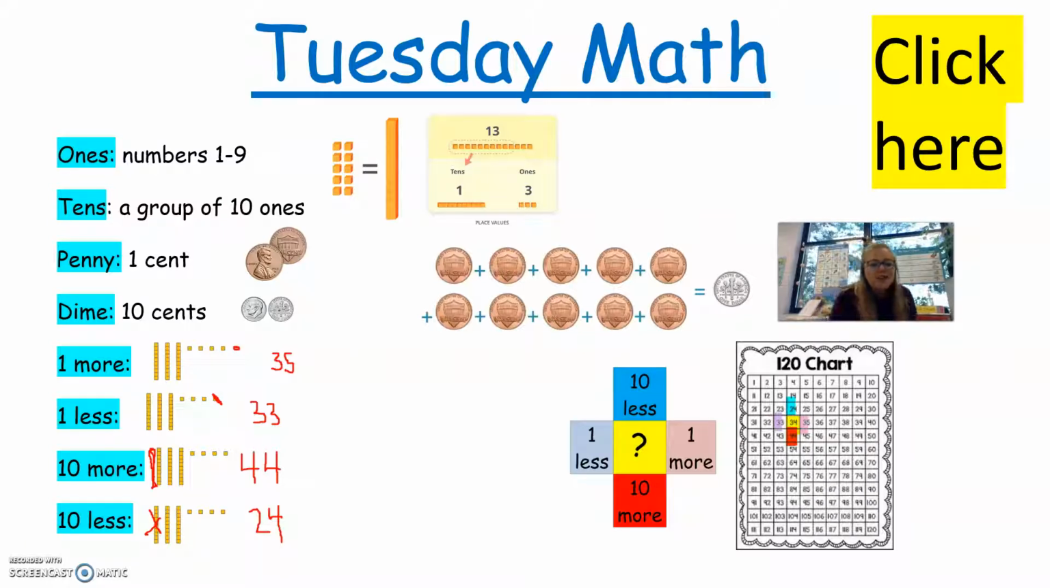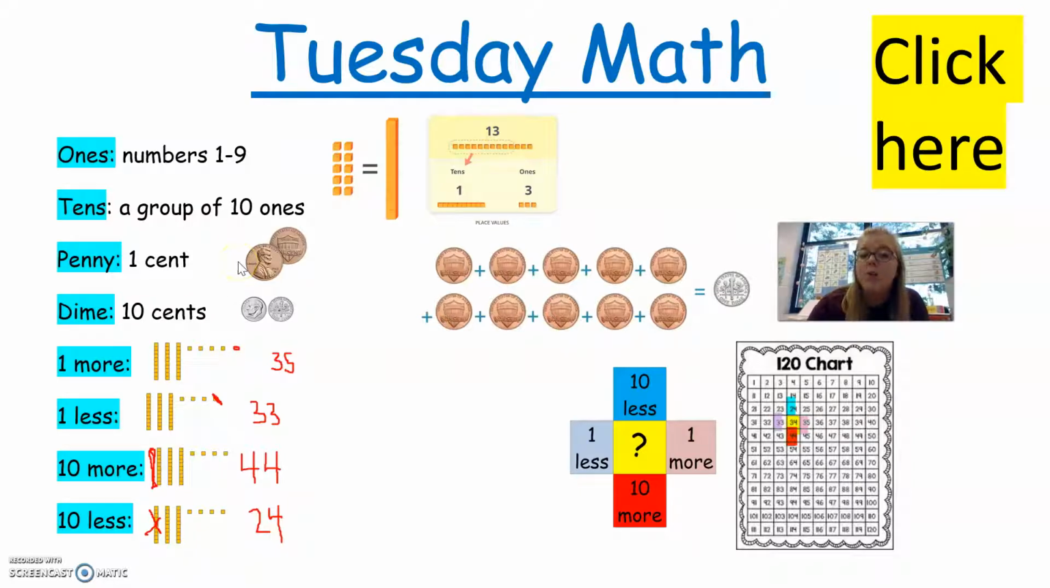One more, one less, 10 more, and 10 less. Okay, so remember ones are numbers 1 through 9. So they're the little cubes, they're just 1, they're worth 1. Tens are when you get a group of 10 ones, it becomes one group of 10. We count tens by 10. So in the number 13, you have one group of 10 and 3 ones.